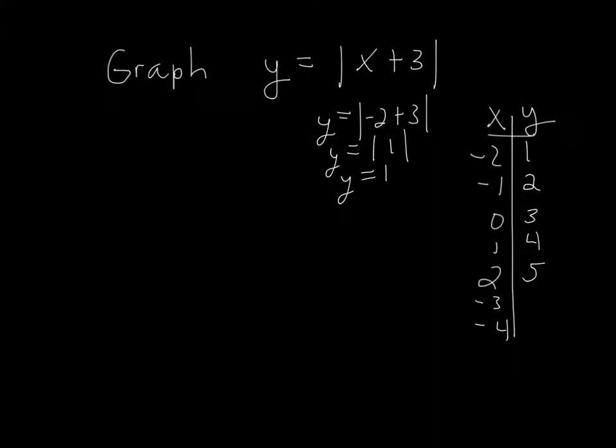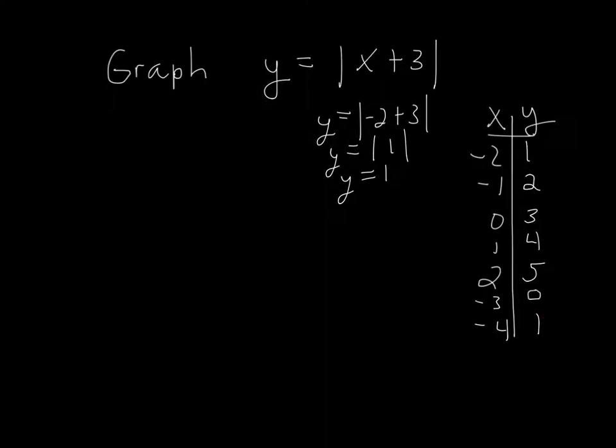So you can see that if you plug a -3 in there, you get 0. And the absolute value of 0 is 0. If you put a -4 in there, -4 plus 3 is -1, but the absolute value of -1 is 1. And we did it. We ended up getting the same y value twice.